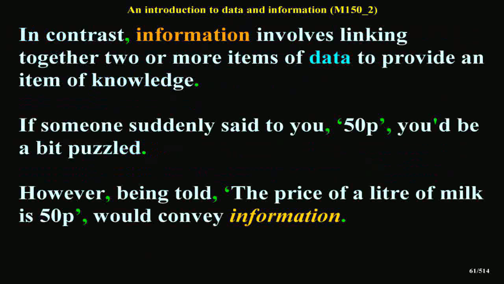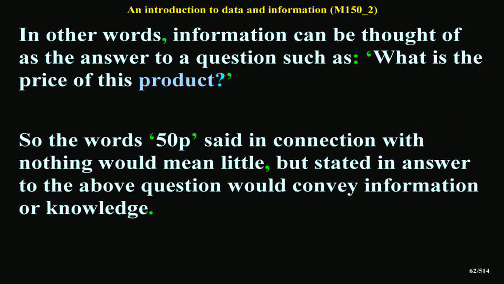In contrast, information involves linking together two or more items of data to provide an item of knowledge. If someone suddenly said to you, 50p, you'd be a bit puzzled. However, being told, the price of a liter of milk is 50p, would convey information. In other words, information can be thought of as the answer to a question such as, what is the price of this product?